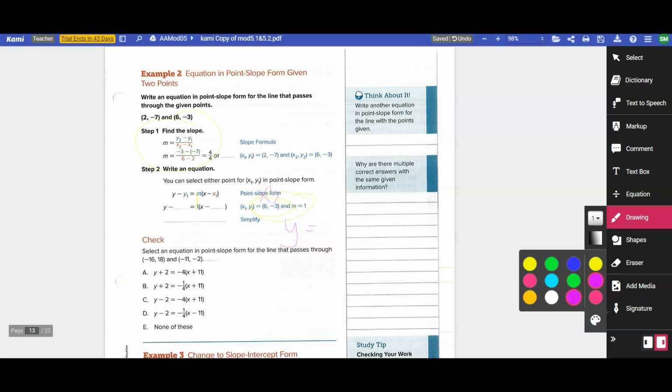Okay, so you're going to have y minus a negative 3, because a negative 3 comes from our y sub 1, equals 1, that's our slope, times the quantity x minus 6. Now when you simplify it, just leave it as y plus 3 equals the quantity x minus 6. That's the simplified version for point slope form. Go ahead and do the work, and I need to see the work for the check right here.